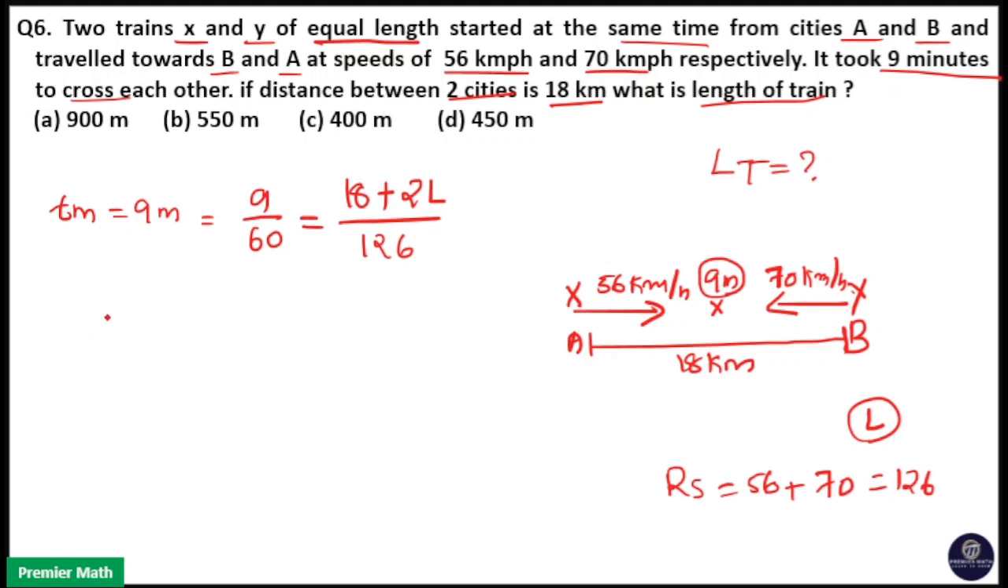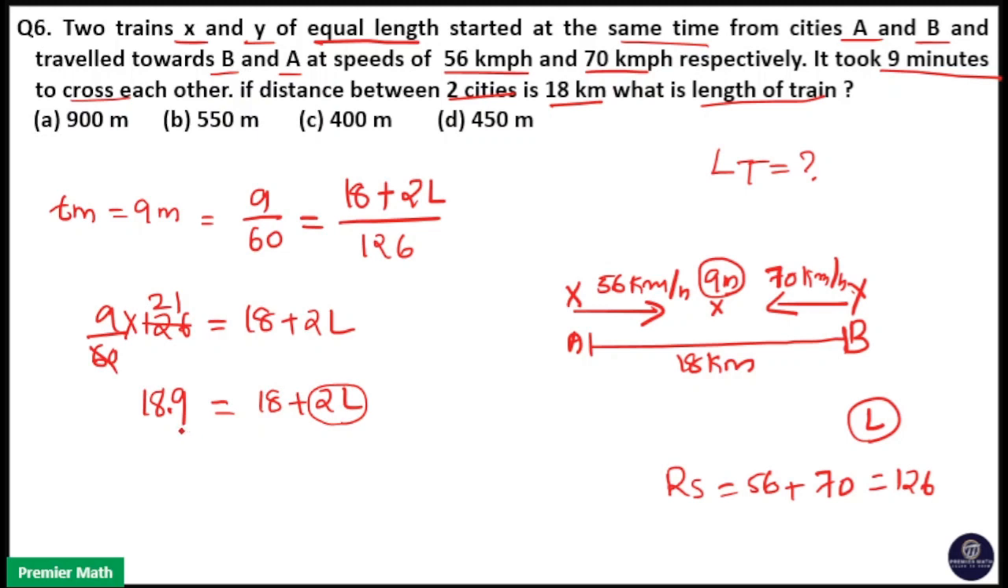Here 9 by 60 into 126 is equal to 18 plus 2L. Here 6 into 126 means 6 into 2, 12, 6 into 1, 1. So 21 into 9, 9 into 2, 18, 9 into 1, 9. Divided by 10, that is 18.9, is equal to 18 plus 2L. That means 2L is equal to 0.9. So L is equal to 450 meter. So option D is your answer.